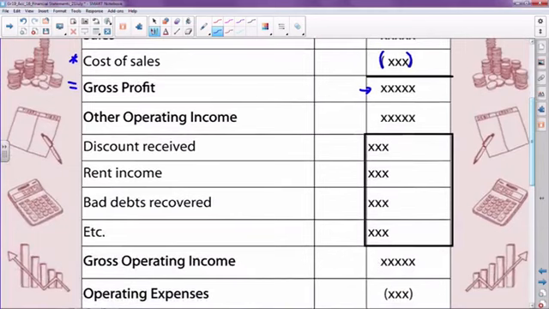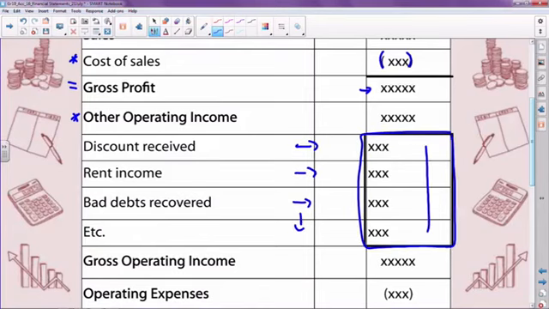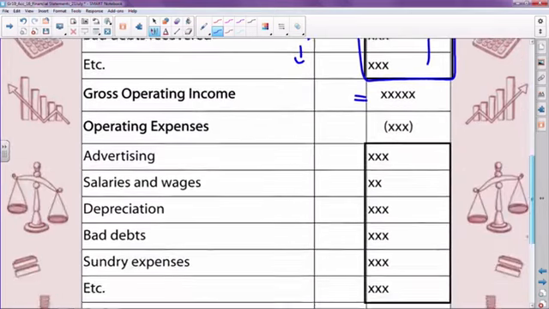Now we're going to look at step number 4, your other operating income. Again, very easy, all your incomes except your interest, guys, will be listed here. So we'll list your discount received, your rent income, for example, your bad debts recovered, and this list can go on. We'll place it all in a nice block like that. And then we'll add it up. So we add all of this to get to your other operating income. And then I take these two amounts, and then again, I add them to get to your gross operating income. Now, what do I do now?